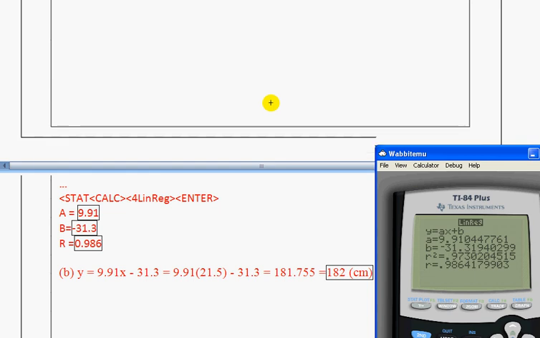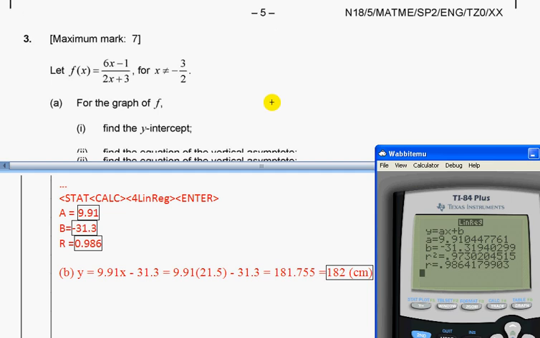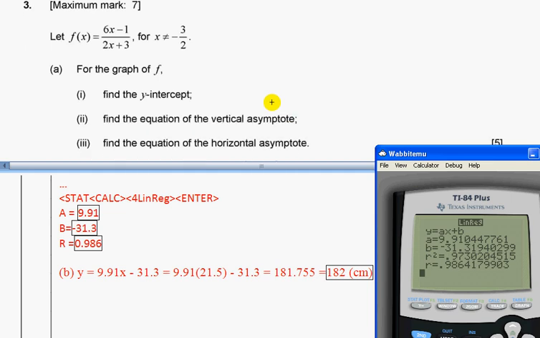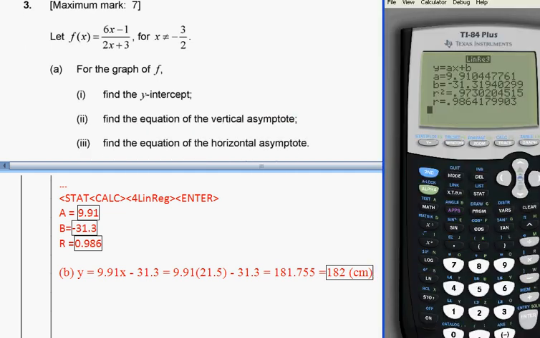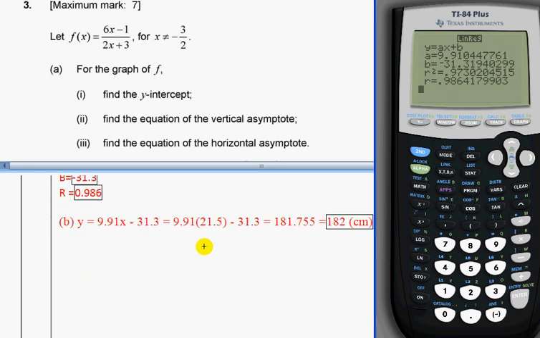This is question 3. Let us find the solution to question 3.